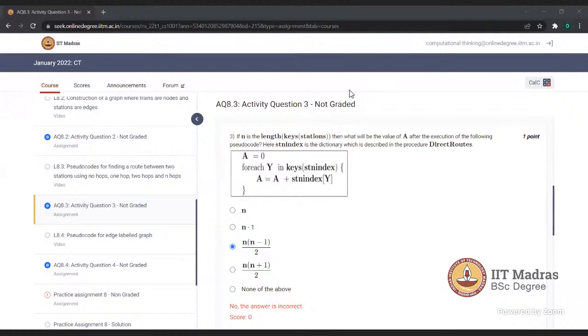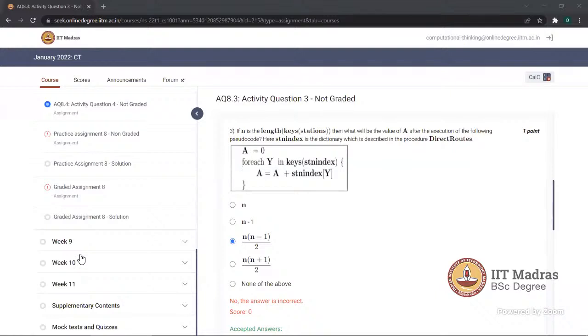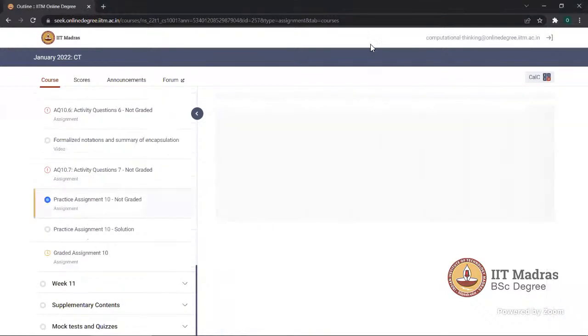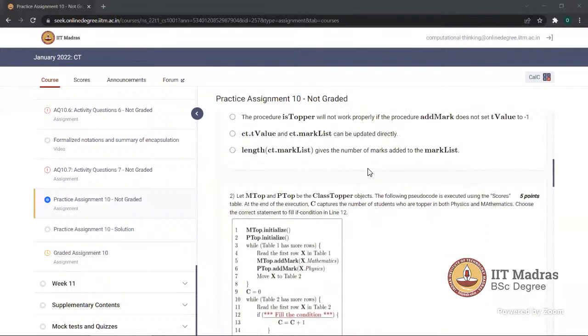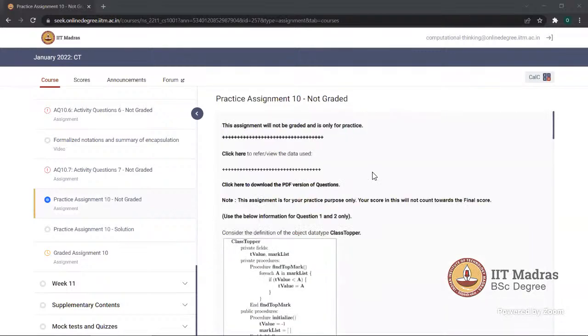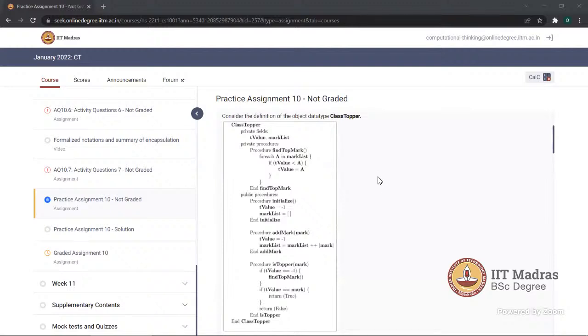In the week 10 practice assignment, in the first question, some values are given. I don't understand the meaning of why you gave the private procedure and public procedure. It confused me. This one, right?